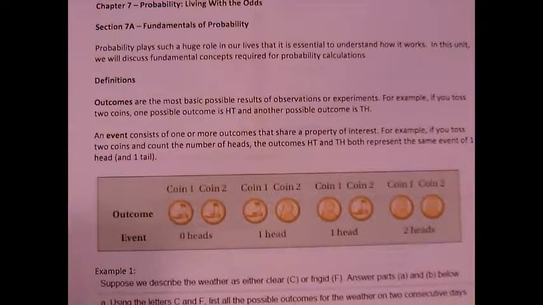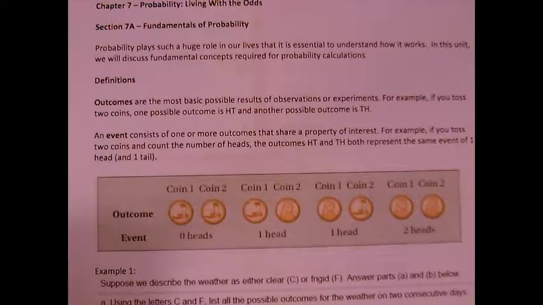So here I'm going to give you a few definitions to start off with. Outcomes are the most basic possible results of observations or experiments. For example, if you toss two coins, one possible outcome is HT, heads and then tails, and another possible outcome is TH, tails then heads.